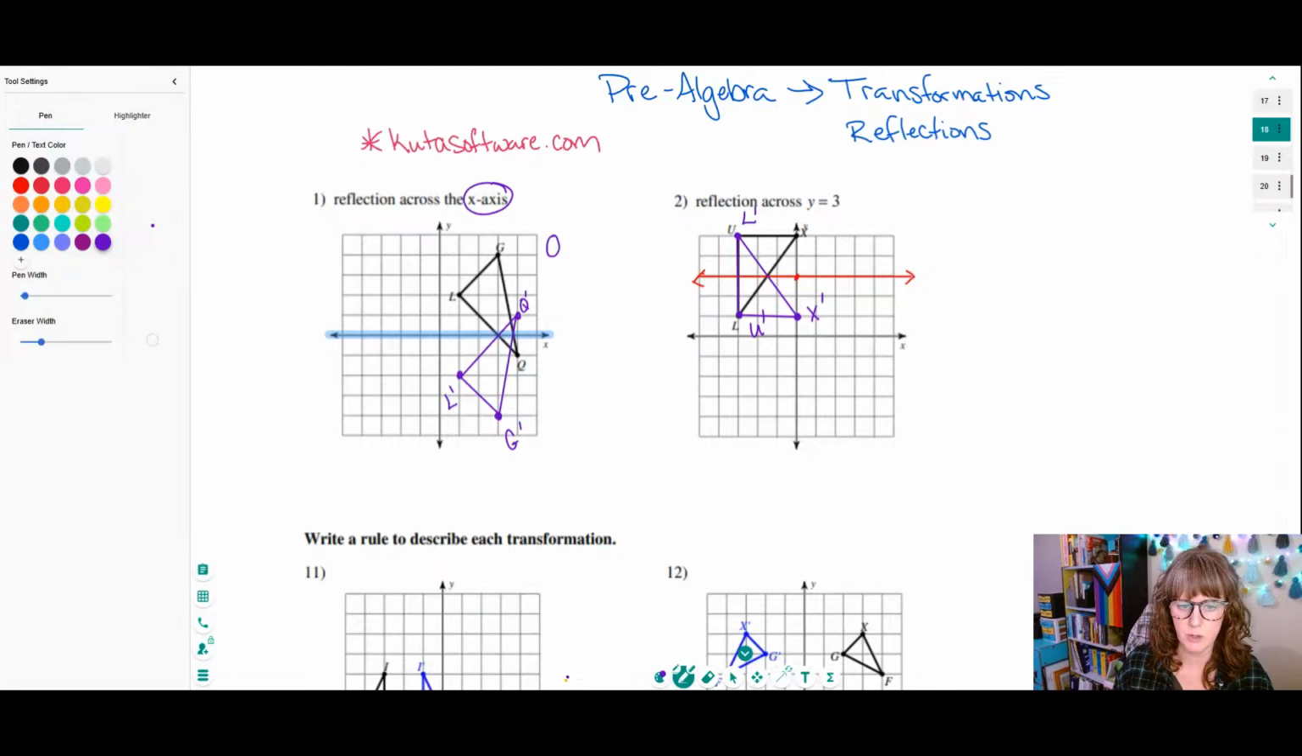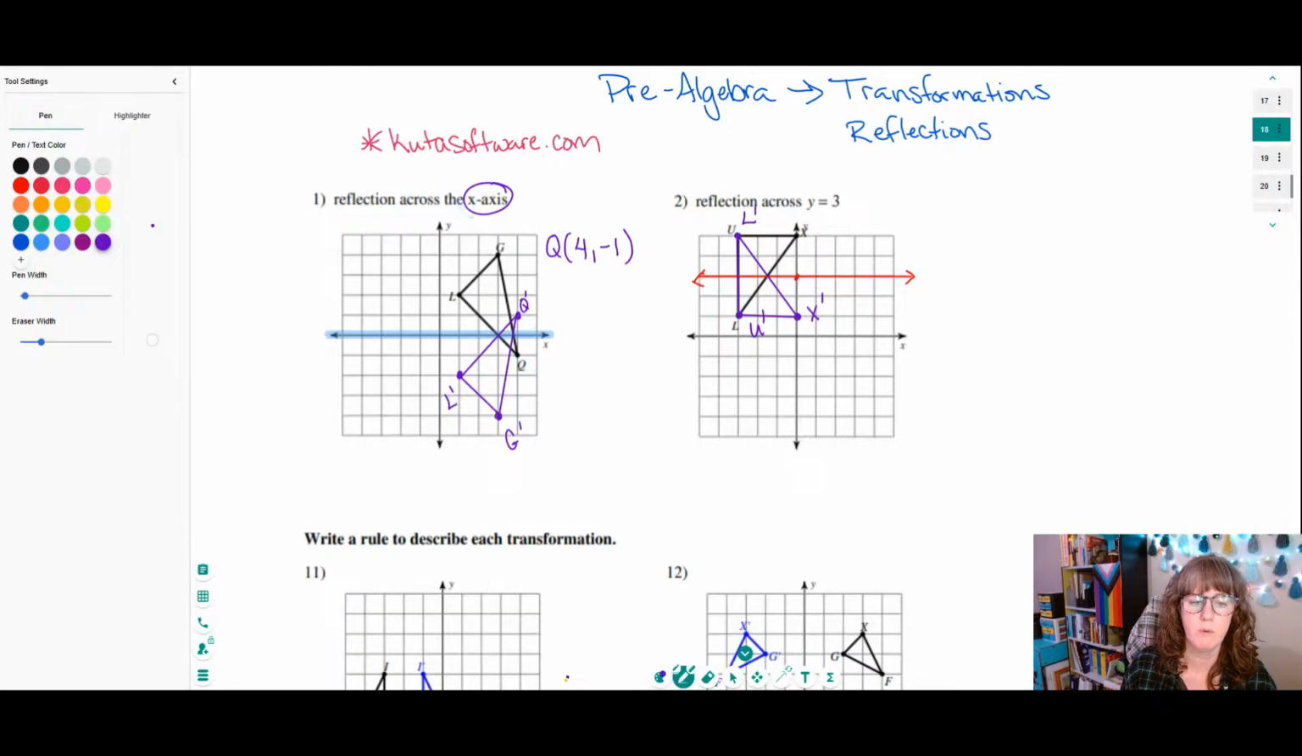Let's look at Q. The original Q is at (4, -1), right? Like that's its original spot right here. If we're reflecting across the x-axis, the x portion of that coordinate point is not going to change. It's still in line with 4 on the x-axis. But what is changing is the y position. So instead of being underneath the x-axis, so the negative y's, now it's going to be above.